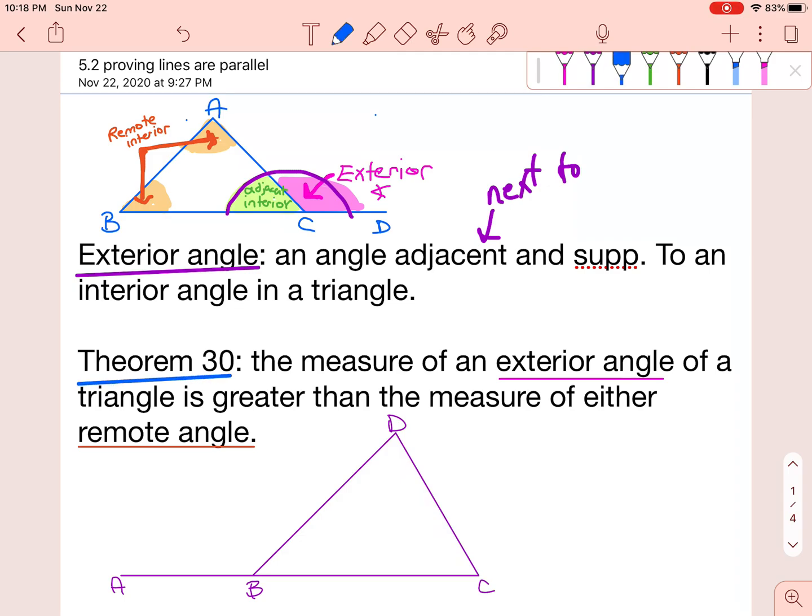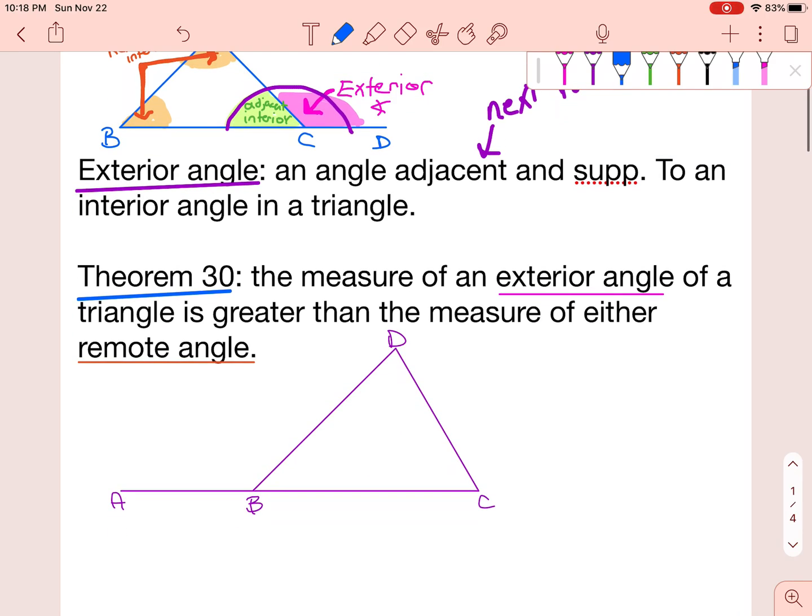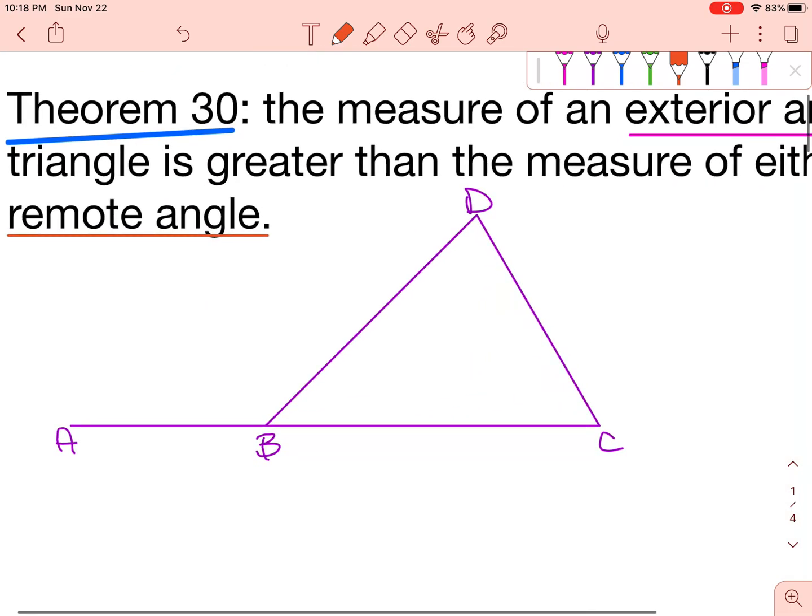Next we have theorem 30. The measure of an exterior angle is greater than the measure of either remote angle. Keep in mind that the remote angles are those orange angles that are not touching that exterior angle. I'm going to make up a couple of examples with easy numbers. Let's say this is 50 and this is 30. Those are my remote angles, not the adjacent angle that's touching the exterior angle.